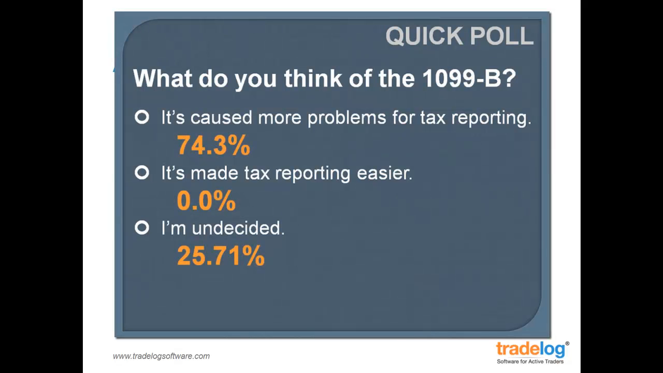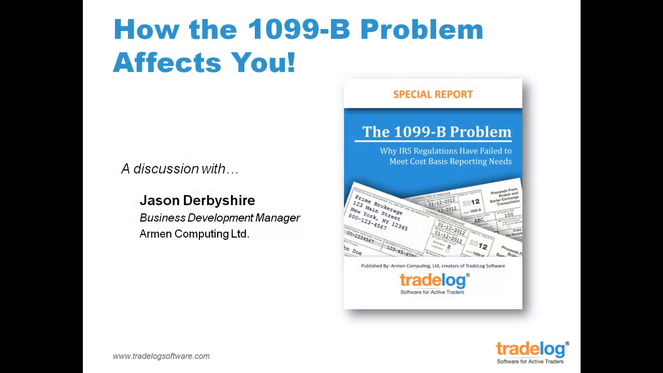Well, let's see what our audience says. Yep, and look at that. I mean, nobody, come on, nobody thought that tax reporting is easier. But, and this is what we see. Everyone we talk to, whether it be traders, whether it be brokers, lawyers, they all see problems that are happening in the 1099-B as it is right now. Okay, so Jason, maybe you can give us a little bit more background. What is the 1099-B problem?